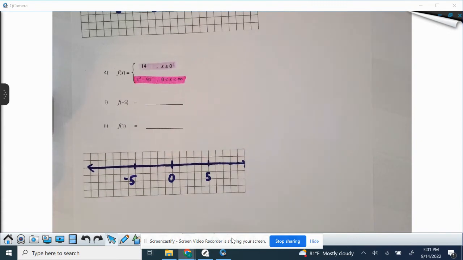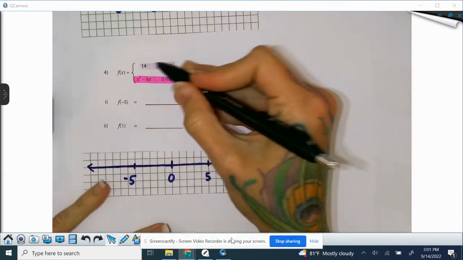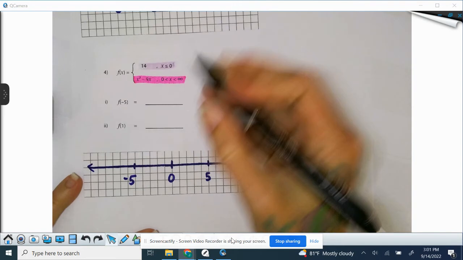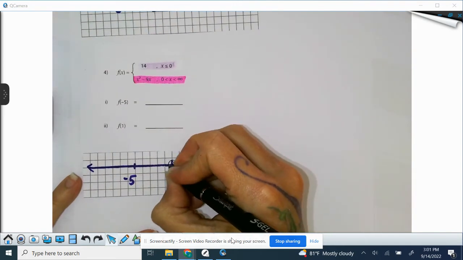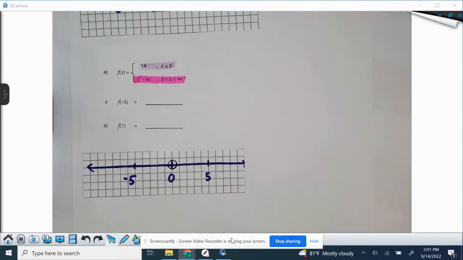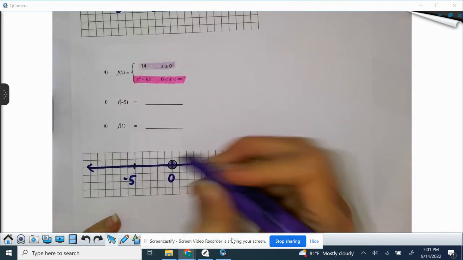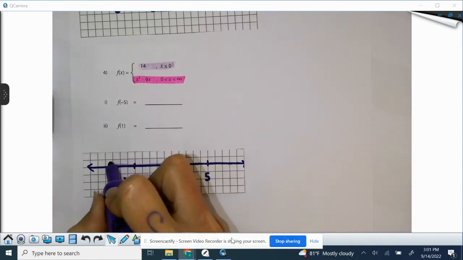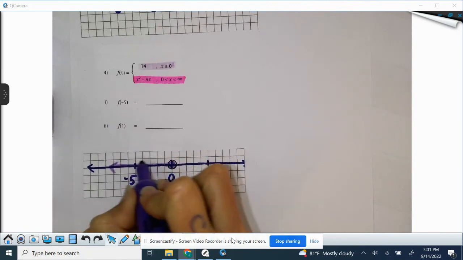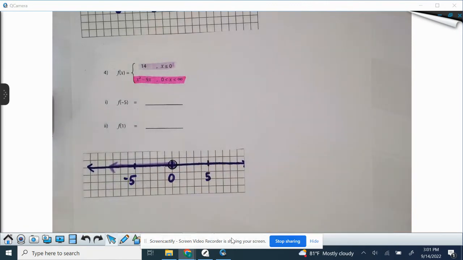We're going to go to, this says it's 14 if x is less than or equal to 0. So at 0, that equal to means that I am going to color that in because 0 does count, and it's less than, which is everything to the left. So all numbers that we're going to find to the left, and I put an arrow because it's indefinite that way, are going to be our purple function.